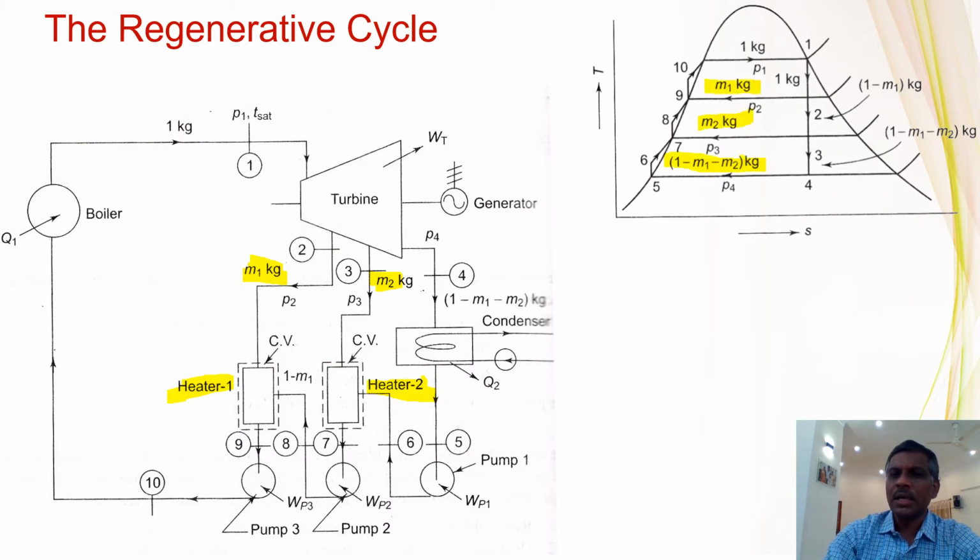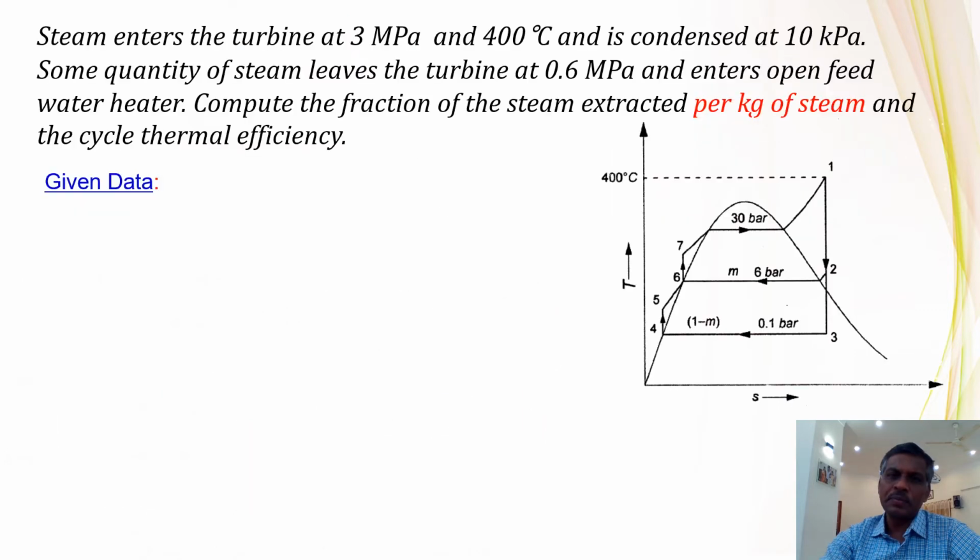For the time being, I'm not going to deal with the 2 heater scenario. Normally for universities, for UG students, it is 1 heater scenario only. So we will see a problem with 1 regenerative feed water heater. So here comes the problem. This is a university problem, quite often asked.